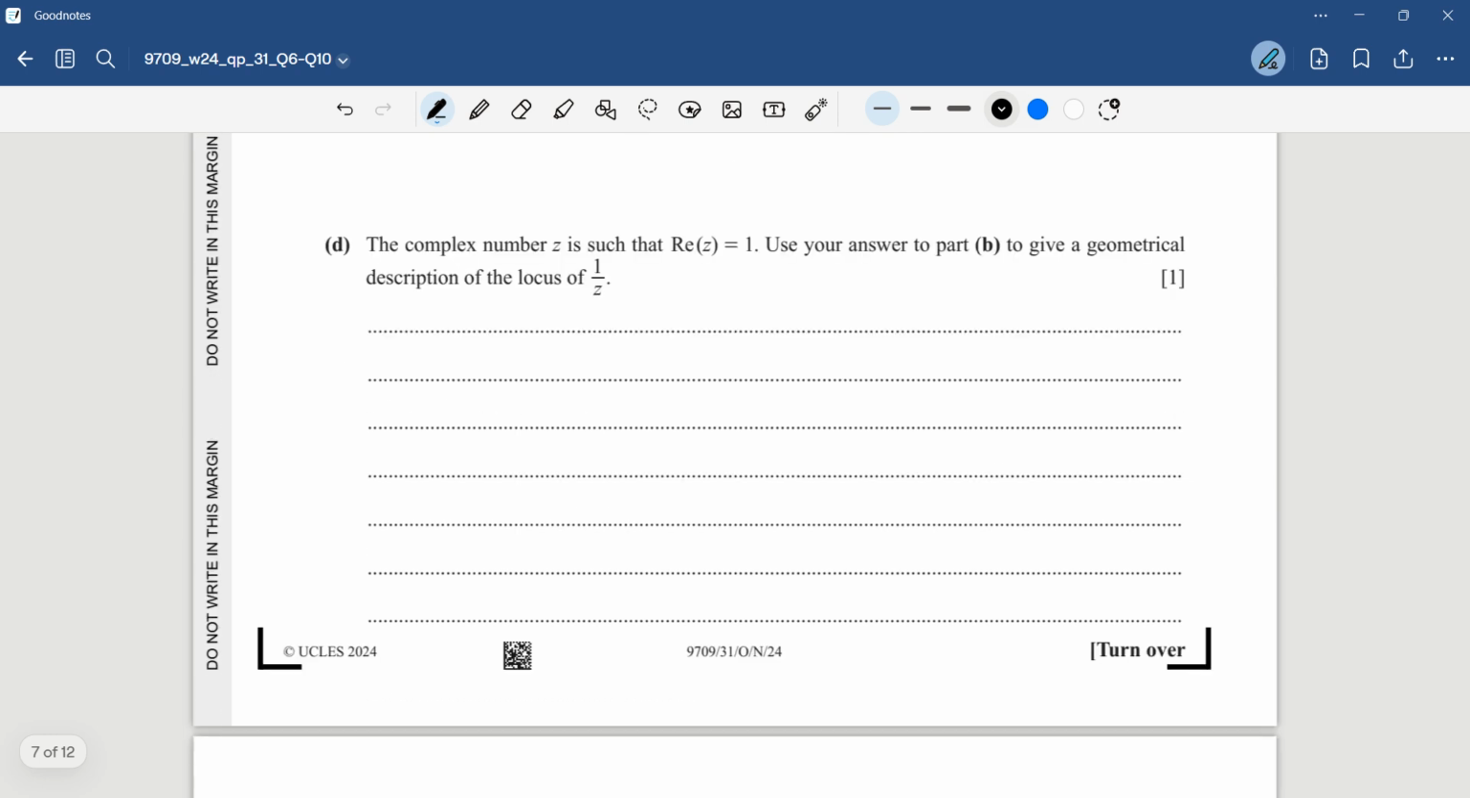Okay, for D, the complex number z such that the real part equals 1. Use your answer in part B to give a geometrical description for 1 over z.